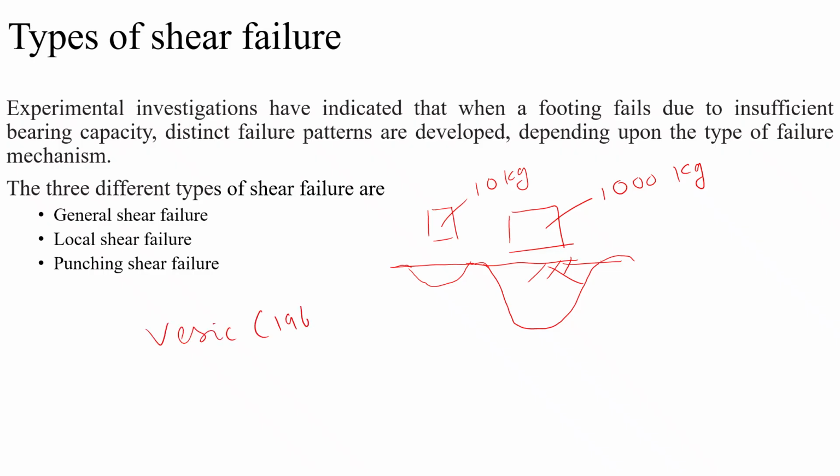Terzaghi in 1963 observed that there are three different kinds of bearing capacity failures when a footing failed due to insufficient bearing capacity. They are general shear failure, local shear failure, and punching shear failure. So each of these failures will have different characteristics which have occurred due to different criteria, which we are going to see one by one now.